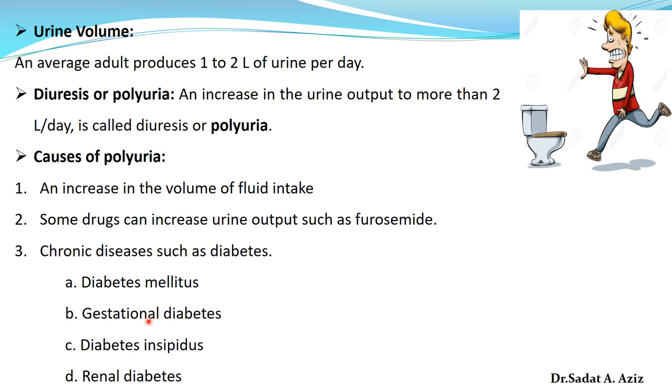And the third type of diabetes is called diabetes insipidus. We will explain this when we get to the antidiuretic hormone function. Then we have another type of diabetes called renal diabetes. The renal diabetes is a specific type of diabetes, and this type of diabetes is related to the glucose canals within the kidney.